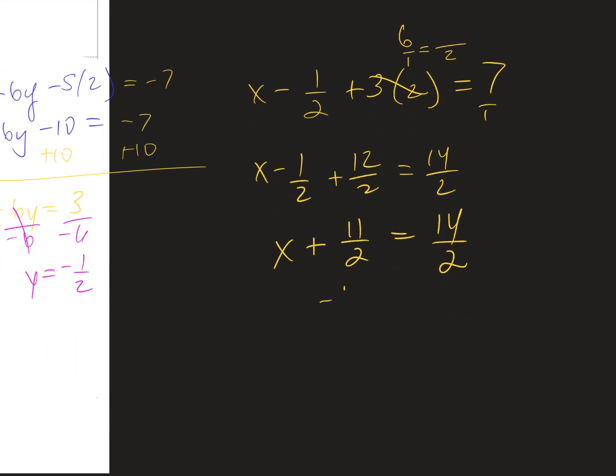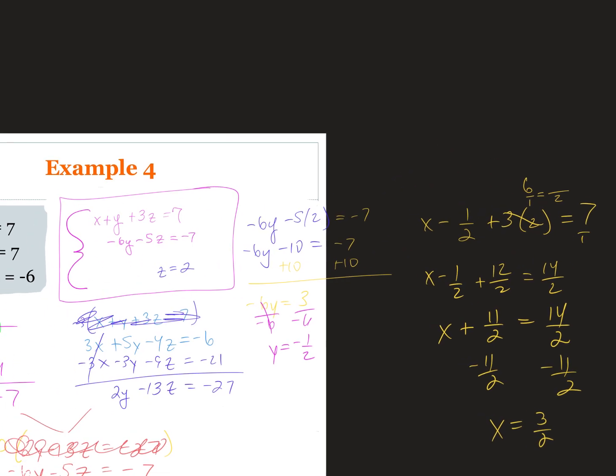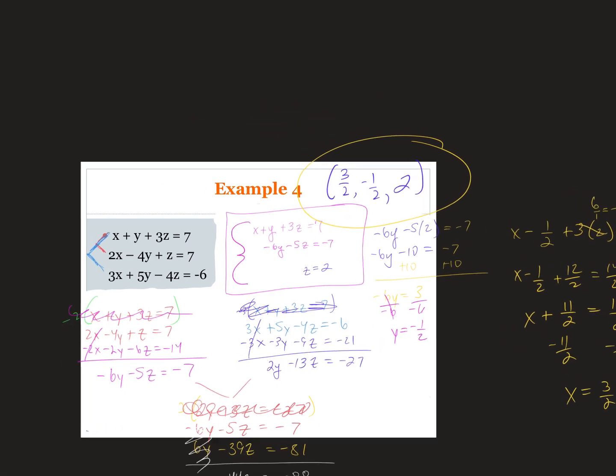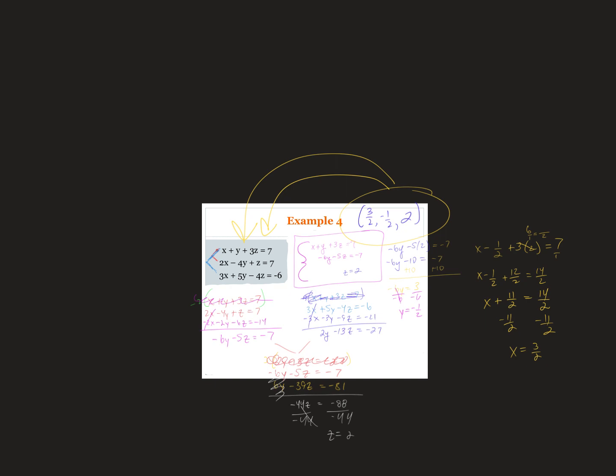I'm going to subtract 11 over 2, right? So x equals 3 over 2. Again, fractions are okay. Fractions are our friends, just like fish. So my ordered triple is 3 halves, negative 1/2, and 2. And what would I do with all 3 of those? Plug it into all 3 of the original equations. Everybody understand? Okay. All right, I have one more example I want to do.